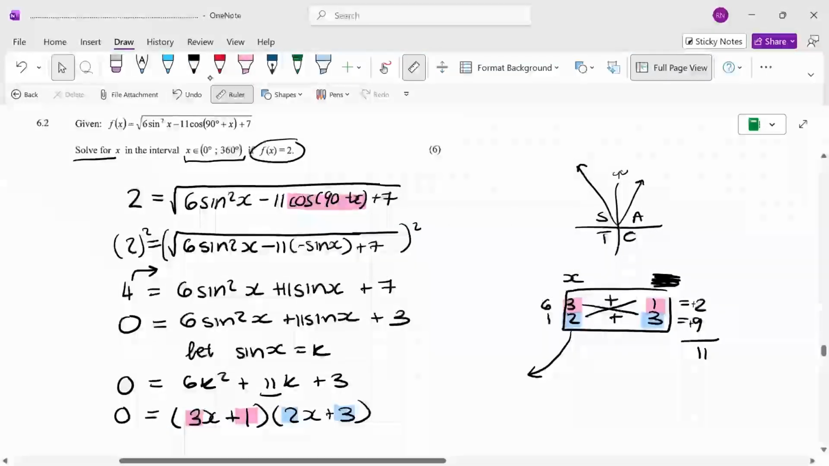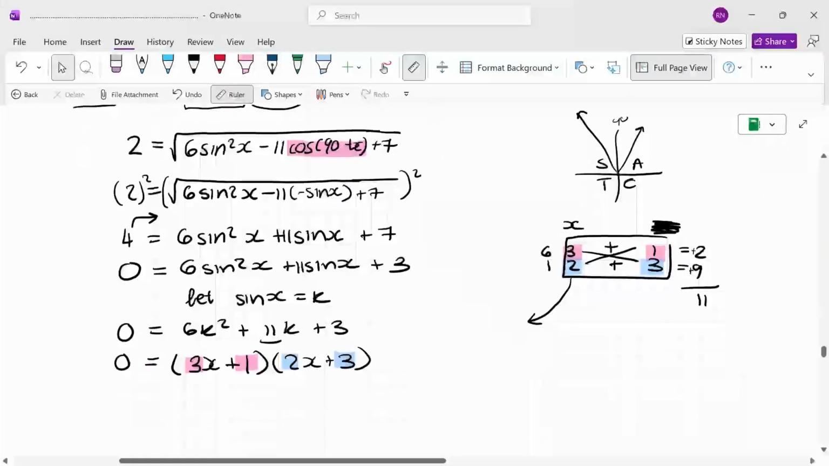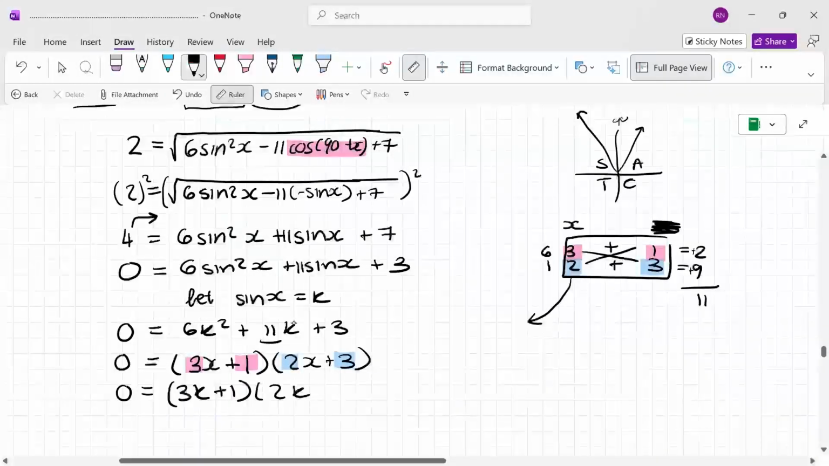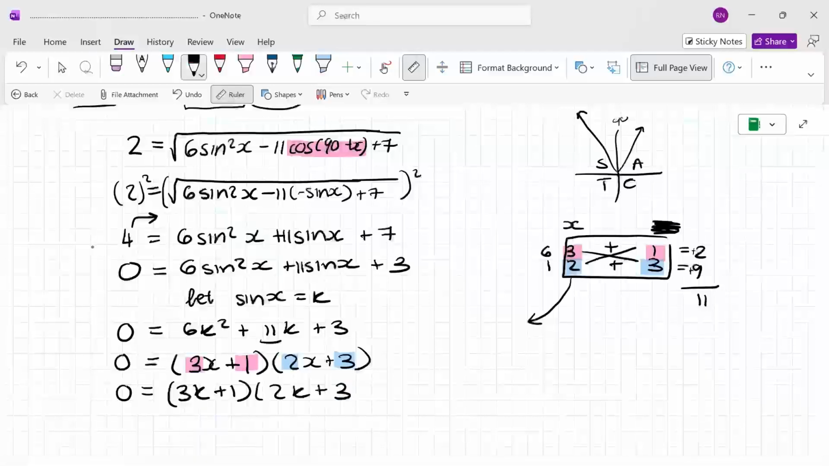Okay? It is k. So 0 is equal to 3k plus 1 or 2k plus 3. Right. Ignore this. I was just dealing with texts.